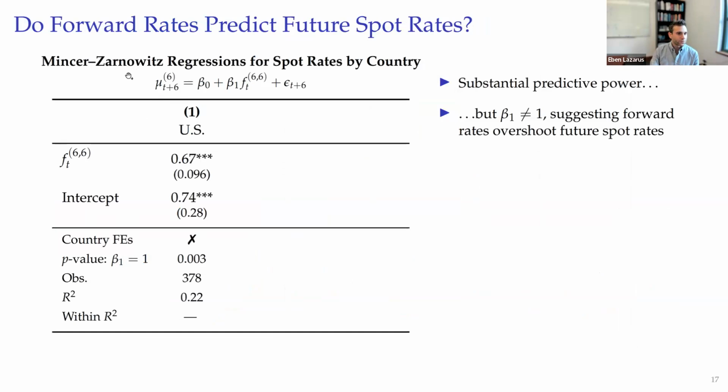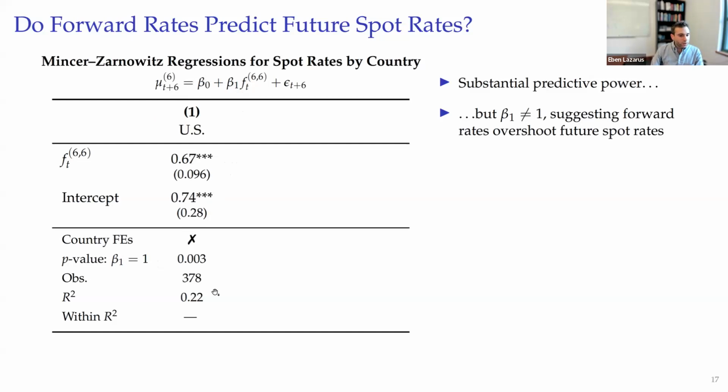So Mincer-Zarnowitz forecasting type regressions, where the null is an intercept of zero and a slope of one. When forward rates go up by 1%, do future spot rates go up by 1%? So in the US case, they do not. Forward rates go up by 1%, future spot rates go up by 0.7%. So there seems to be some overshooting in the forward return expectations relative to the predictable component of realized future spot rates. And there is a non-zero intercept accordingly.